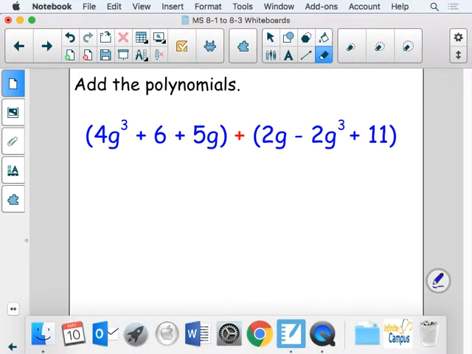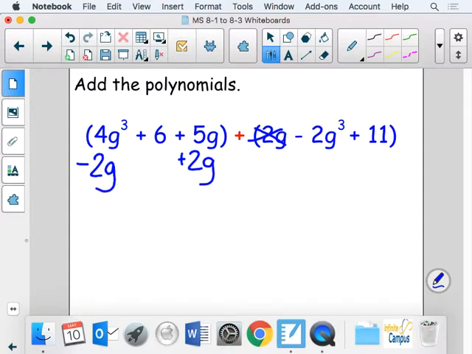All right, so 2g is like terms with 5g, so I'm going to line that up here, and it's plus, and then cancel it out so I don't add it twice. Negative 2g cubed is going to be lined up here under 4g cubed, and positive 11 is going to be lined up here. And so we go ahead and add them.